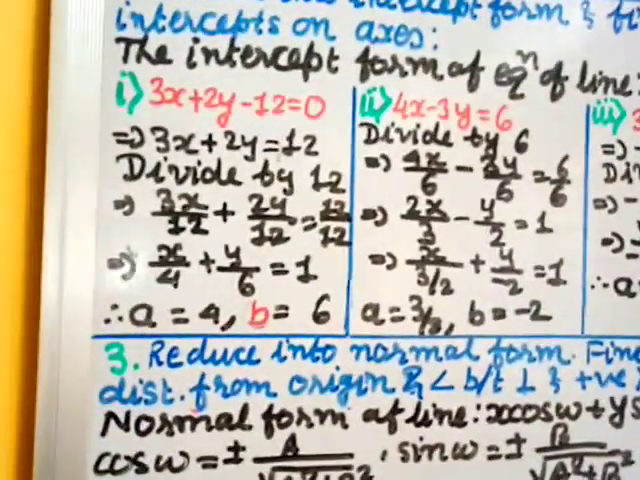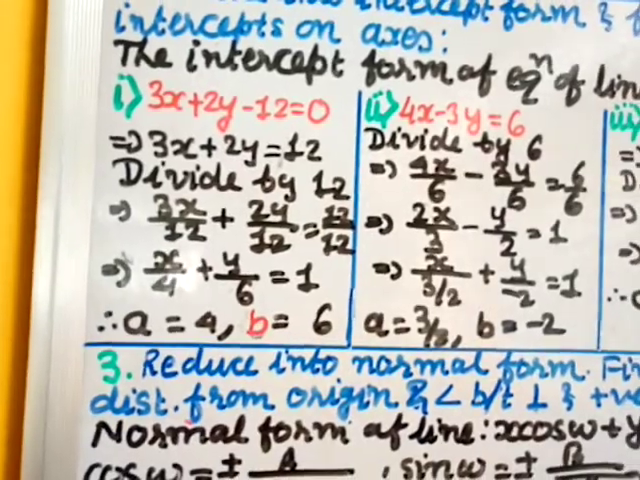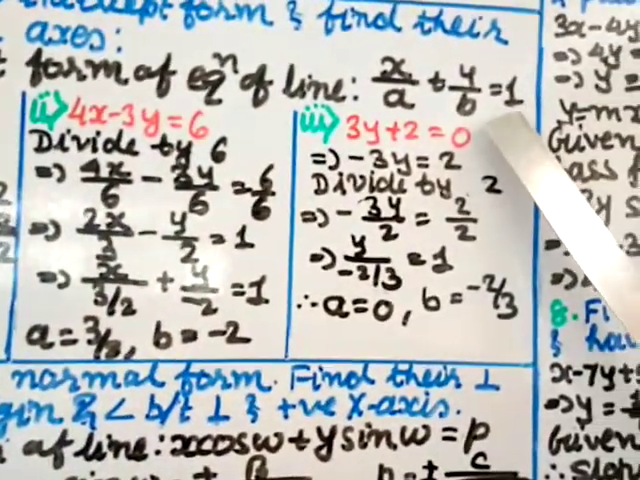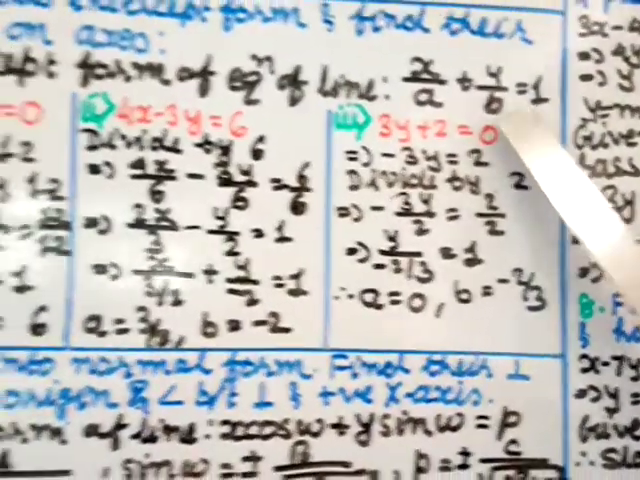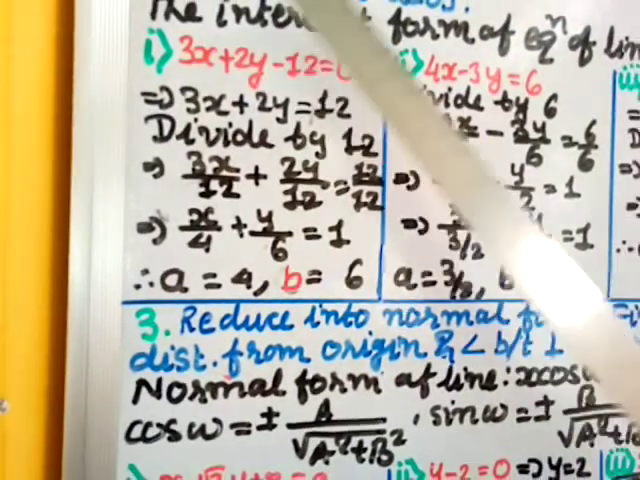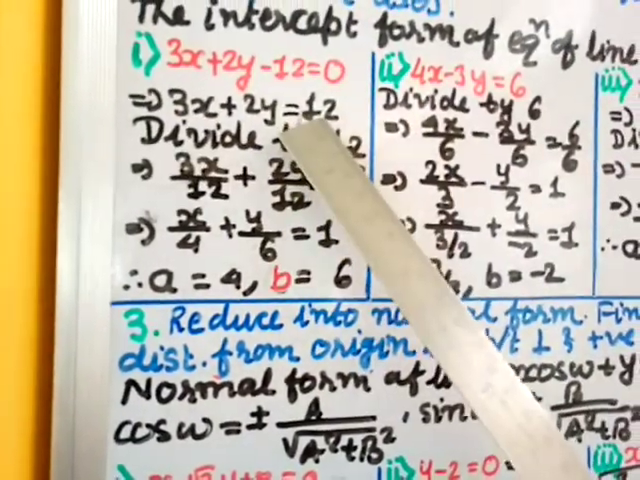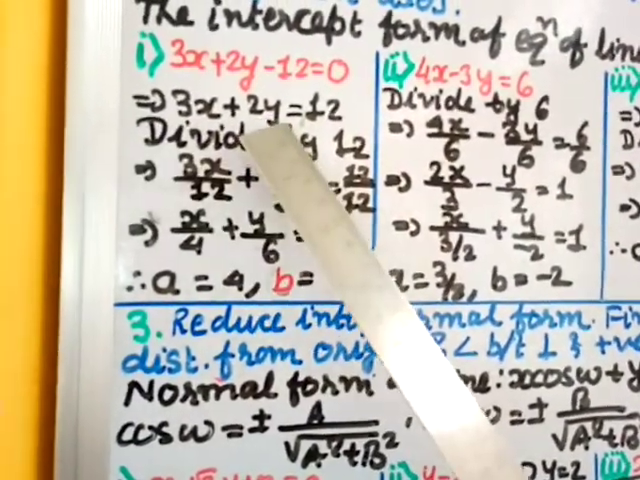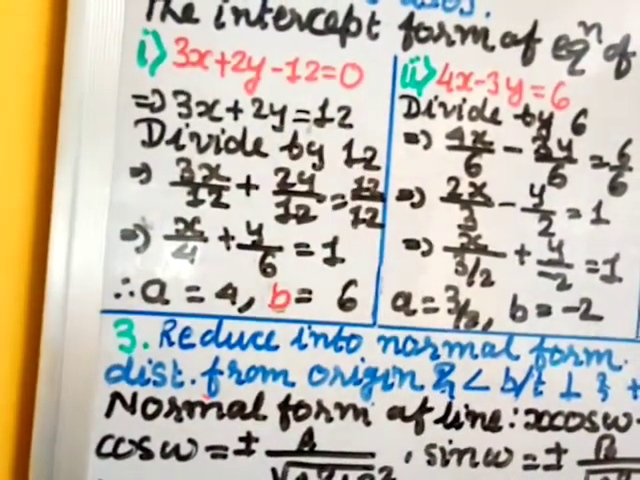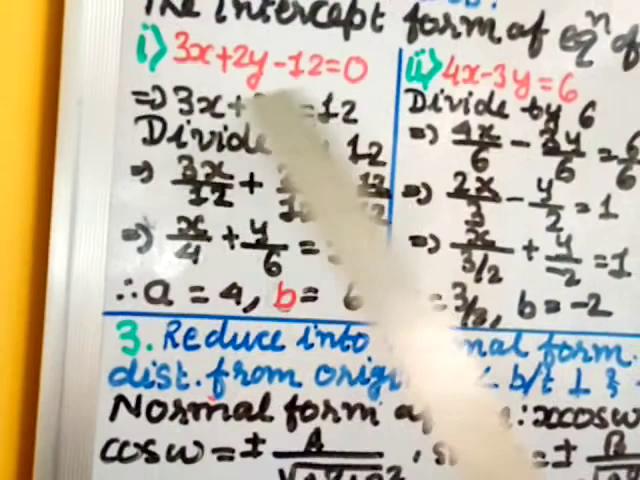Roman number 1, 3x plus 2y minus 12 equal to 0. Now here the right hand side should be 1 and that should be positive 1. Okay, so here minus 12 is there, that is a constant term, transfer over here. So when you transfer over here it becomes positive 12. So you get 3x plus 2y equal to 12. Now to get 1 here you have to divide this by 12. So you have to divide each term by 12.